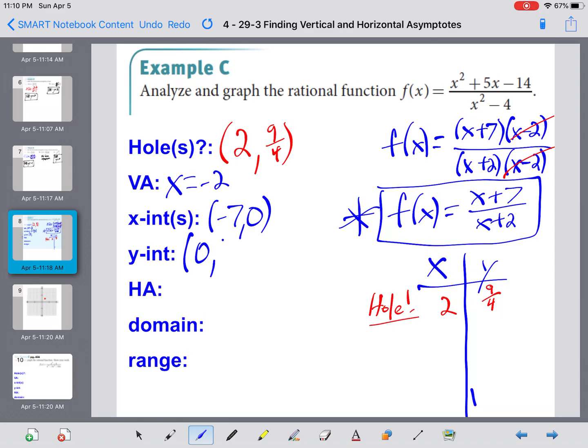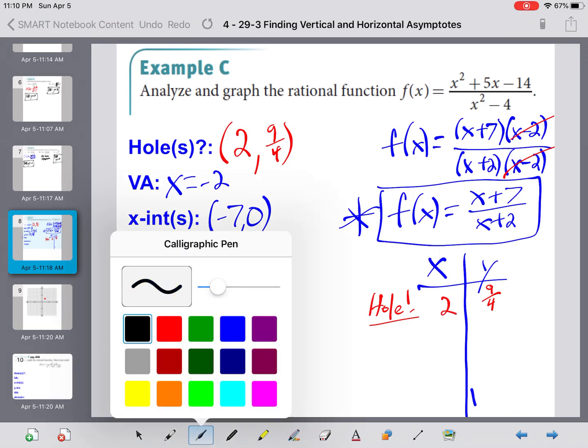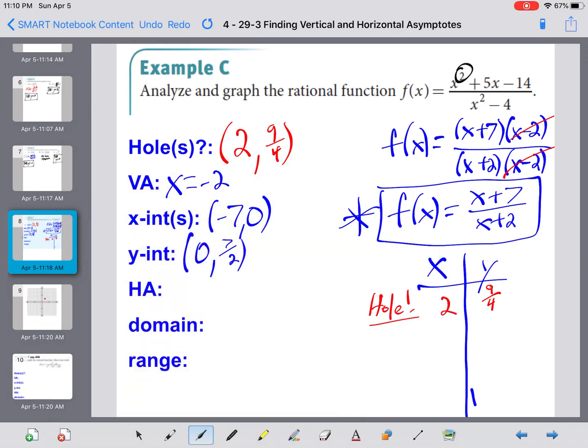If I plug in 0 for x here, I get 7/2. All right? Now the horizontal asymptote, if I'm looking at my reduced function here, you can actually look back up at the original. So you could have done this from the beginning, but I'm going to do it here. X to the first over x to the first, same degree, top and bottom. So my horizontal asymptote is the ratio of the leading coefficients. Both of those x's have a 1 out front, so it's just y equals 1.